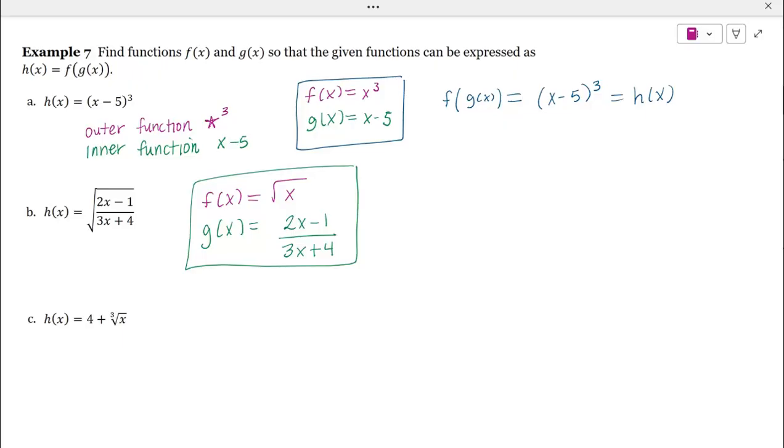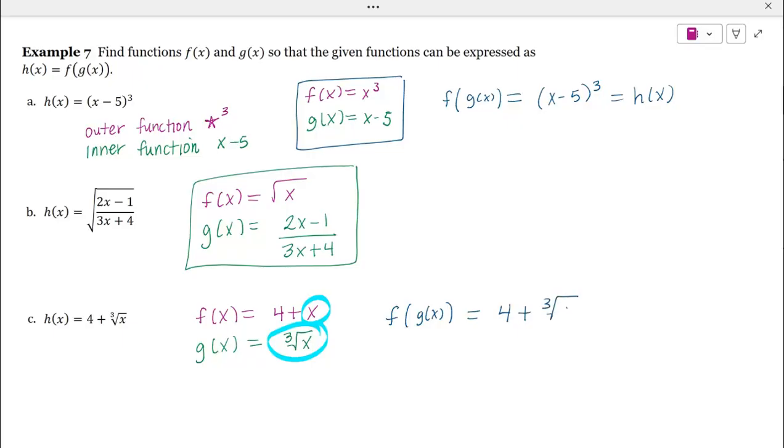For example C, it looks like I have the general structure, this one's a little bit tricky, is 4 plus x. And then what I'm plugging in is the cube root of x. So let's check this. I'm going to take this and exchange it for x here. So I get 4 plus the cube root of x. So that looks like the h of x that we were trying to find. And these are the two functions that will be composed to give us that h of x.